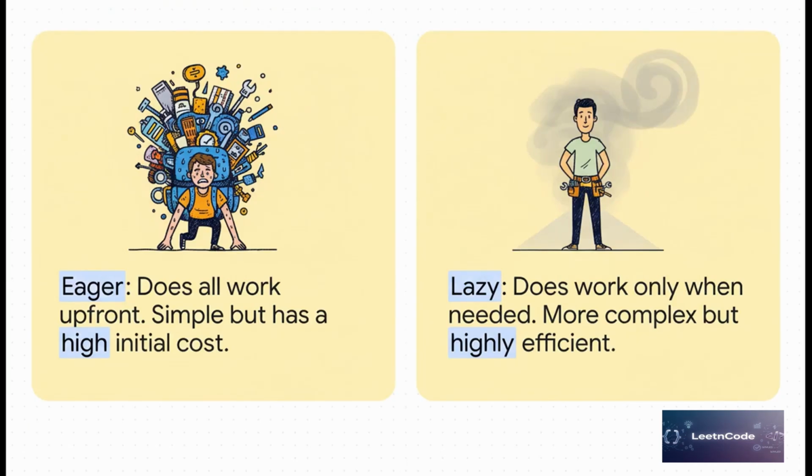See, our first approach, the full map, is what you'd call eager computation. It does all the thinking, all the work right at the start. Our second approach, the smart stack, that's lazy computation. It puts off any and all work until the absolute last second, right when you actually ask for the answer. One is simple but can be incredibly expensive. The other is a bit more complex but way more efficient.